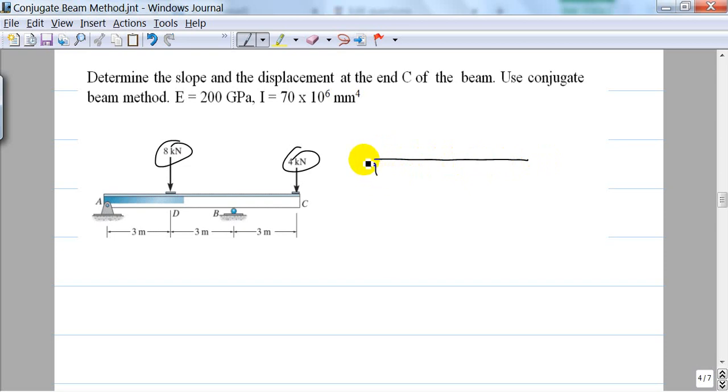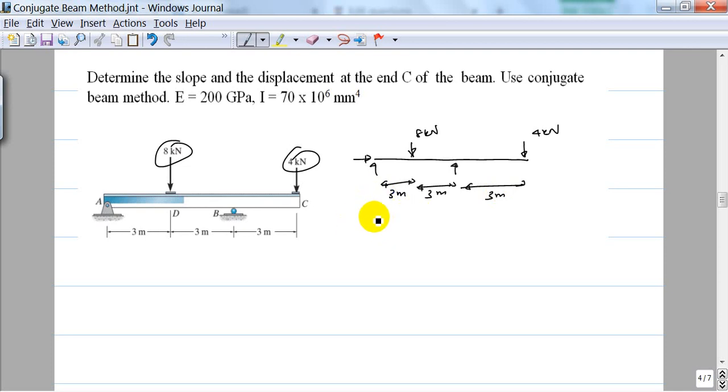Here I have two reactions because it's a pin, and one reaction because it's a roller, and there is a load of 8 kilonewton and another load of 4 kilonewton. Now this distance is 3 meters, and this is 3 meters, and this one is 3 meters. My drawing is not to scale, but I understand that you get the bigger picture of this problem.